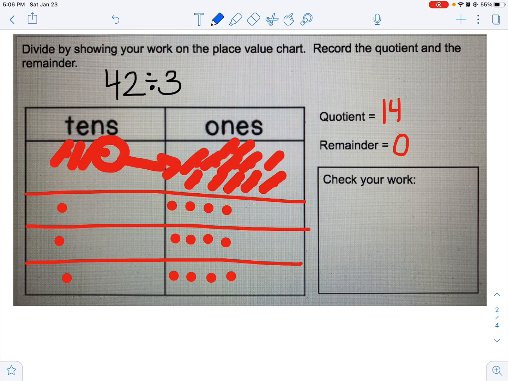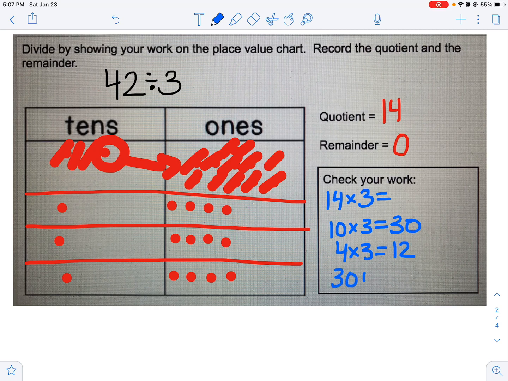Now let's check. I'm going to take my quotient, multiply it by my divisor. I'm going to just write out my partial sum so I can see it, because 14 times 3 is not one that I do in my head. So I'm going to do 10 times 3 is 30. And then I'm going to do 4 times 3 is 12. And then 30 plus the 12 is 42. And look at that. Does it match my dividend?